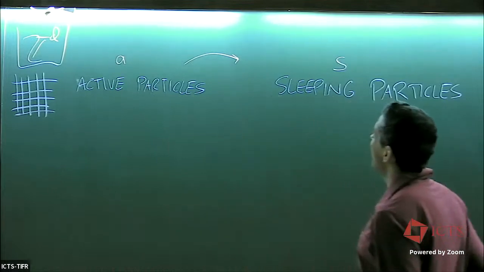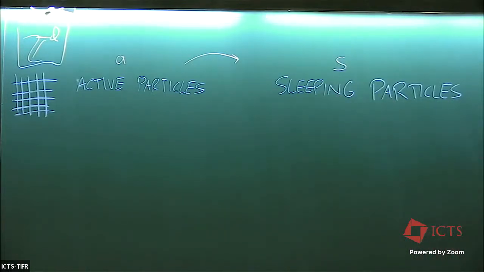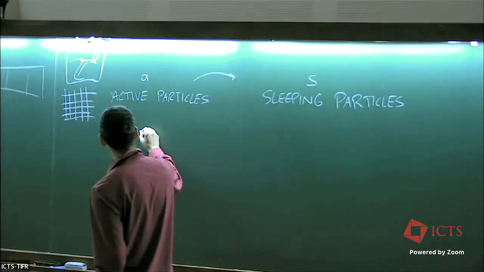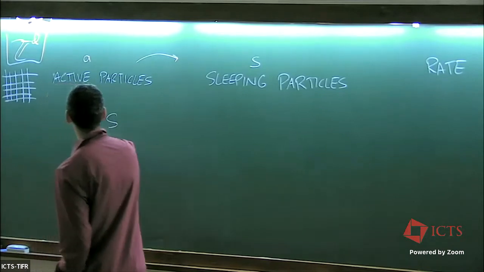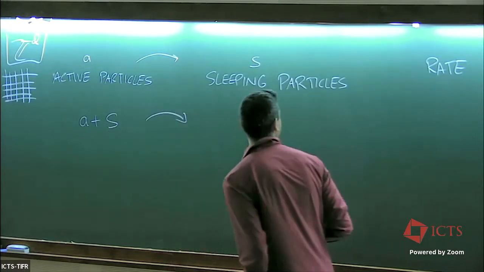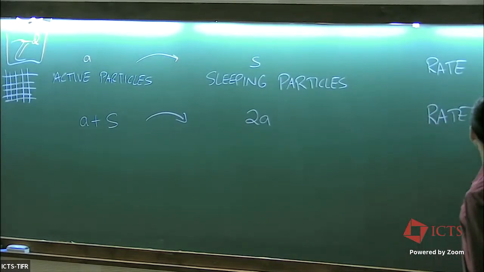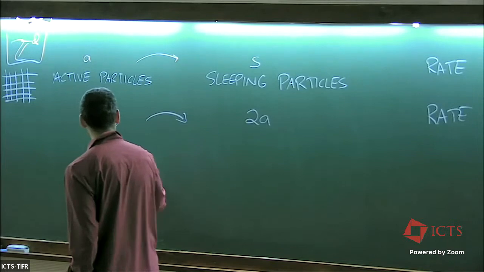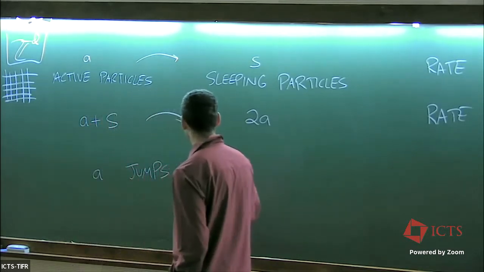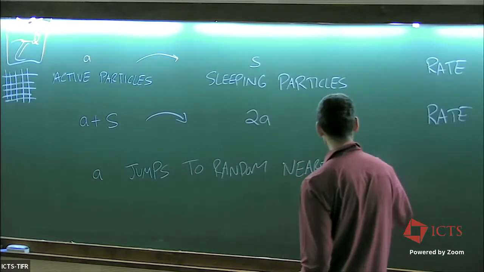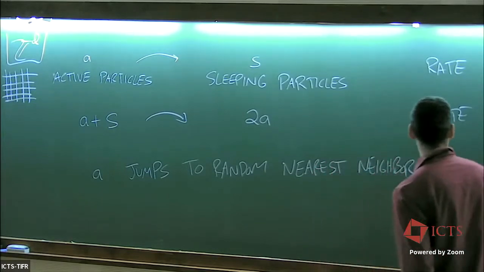So you have some particles, and active particles can fall asleep. This happens at some rate lambda. Lambda is a parameter which we will play with. The second transition that can happen is that if an active particle jumps on top of a sleeping particle, the sleeping particle wakes up. So A plus S transitions to 2A. And this happens instantly. And the final transition is random walk. So an active particle jumps to a random nearest neighbor at rate 1.